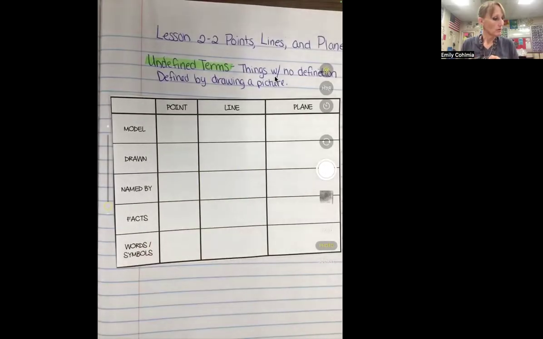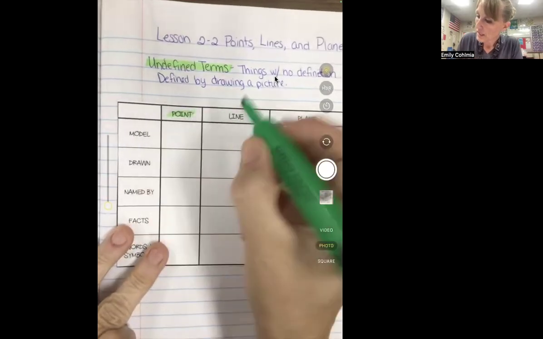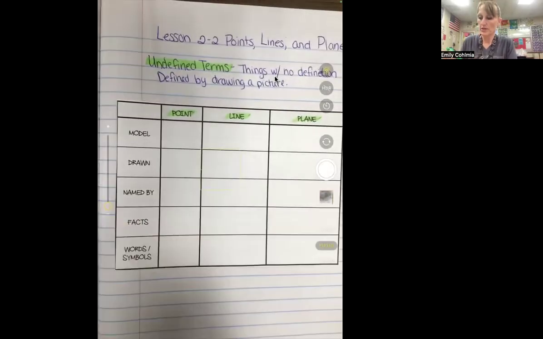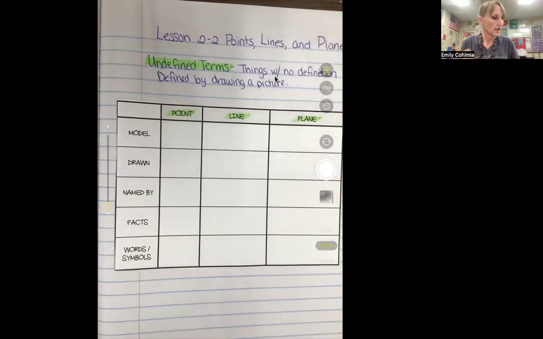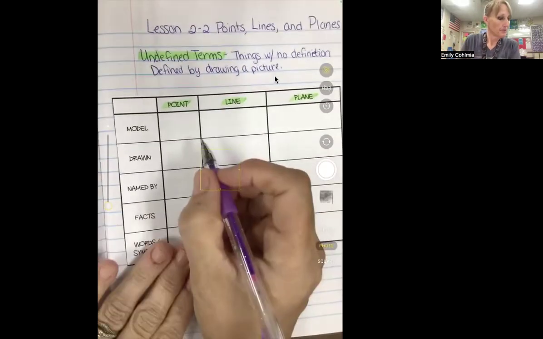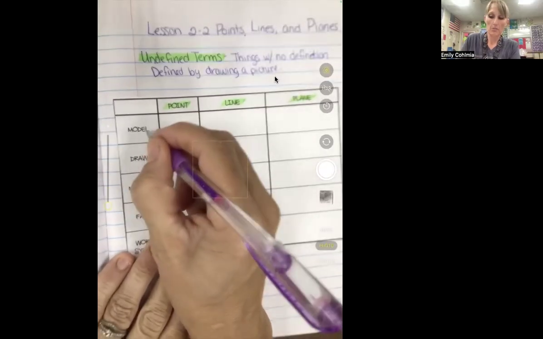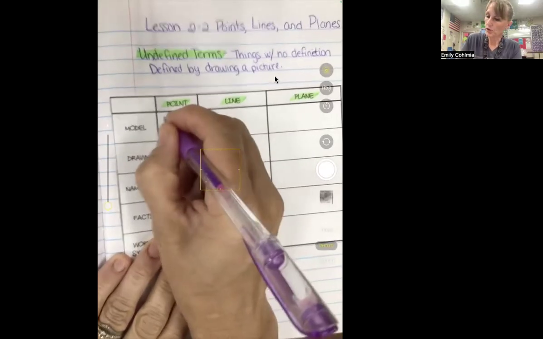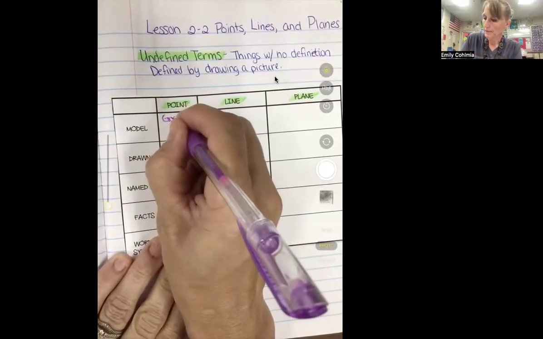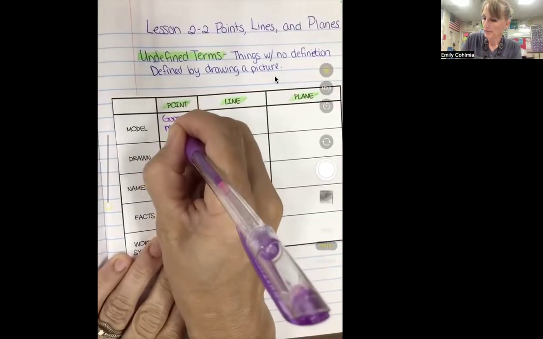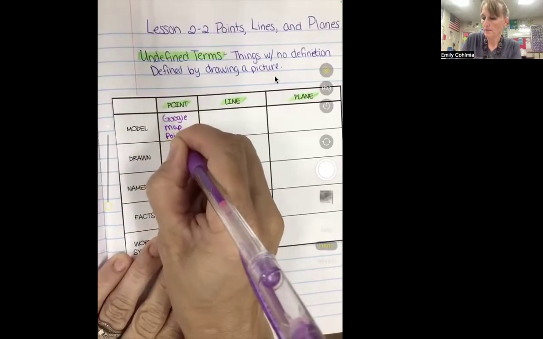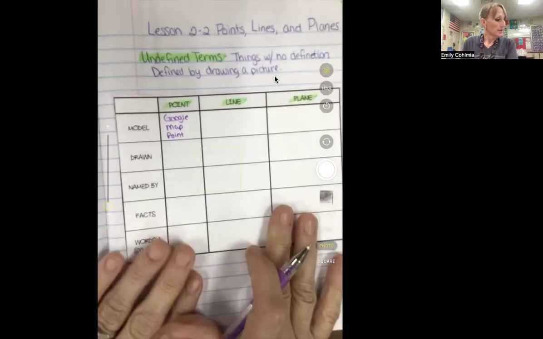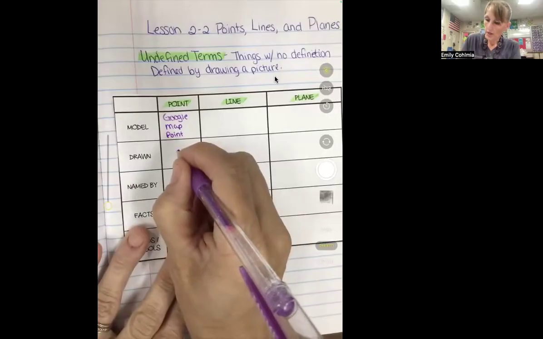Okay, so the undefined terms are points, lines, and planes. Those are the three undefined terms. So we can't really write a definition because they can't be defined. They can only be defined through pictures. So a model for a point is going to be like a Google Map point. So it can be drawn with a dot.